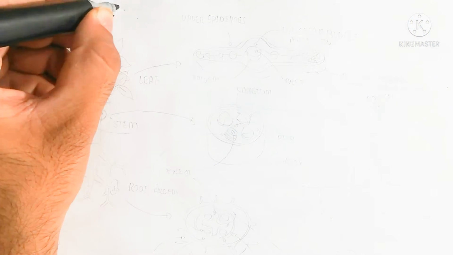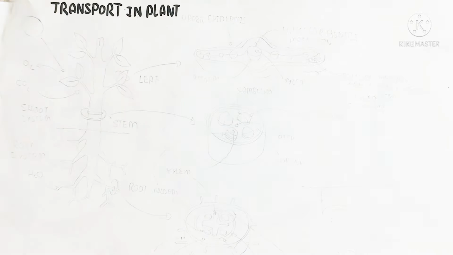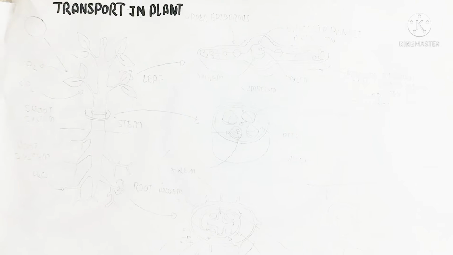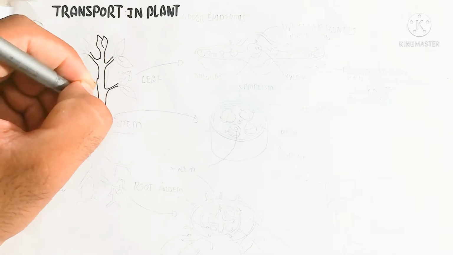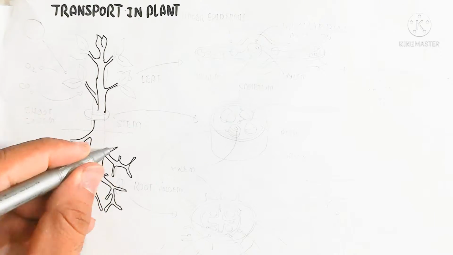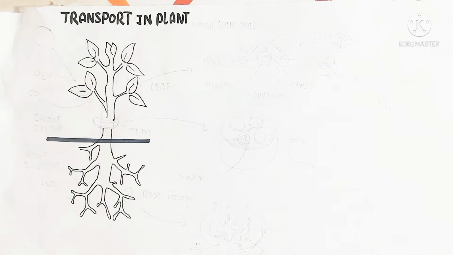Hello, in this video we will look at transport in plants. How will transport occur, for example of sugar, water and minerals? So here is a plant. First of all, we need to understand the anatomy of a plant.